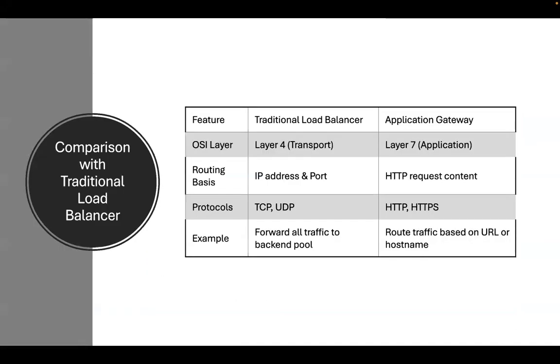Before that, let's compare the traditional load balancer with application gateway. The traditional load balancer works at layer 4 and this works at layer 7. Routing is based on IP address and ports here, whereas here it is based on HTTP request content. The protocol in the load balancer is TCP/UDP, whereas the application gateway protocol is HTTP/HTTPS. The load balancer forwards all traffic to the backend pool, while the application gateway forwards traffic based on URL or host name.